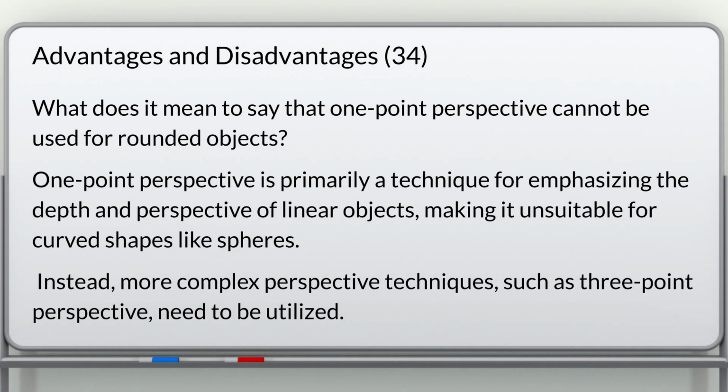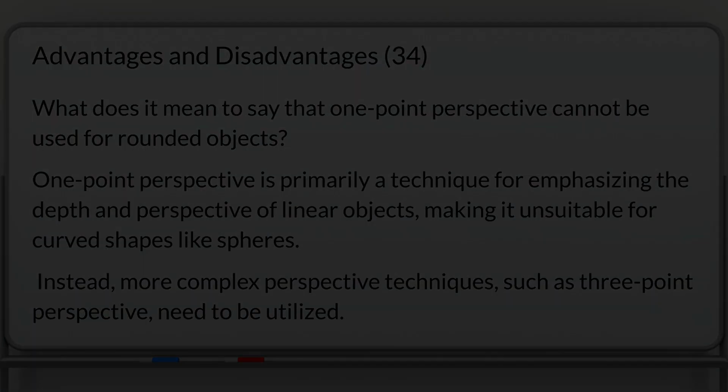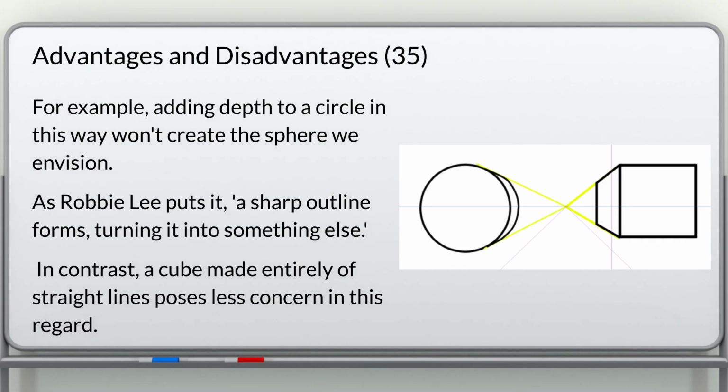What does it mean to say that one-point perspective cannot be used for rounded objects? One-point perspective is primarily a technique for emphasizing the depth and perspective of linear objects, making it unsuitable for curved shapes like spheres. Instead, more complex perspective techniques, such as three-point perspective, need to be utilized. For example, adding depth to a circle in this way won't create the sphere we envision. As Robbie Lee puts it, a sharp outline forms, turning it into something else. In contrast, a cube made entirely of straight lines poses less concern in this regard.